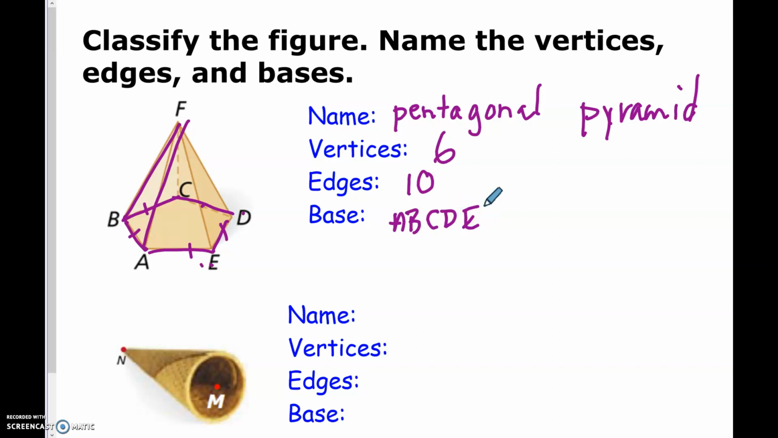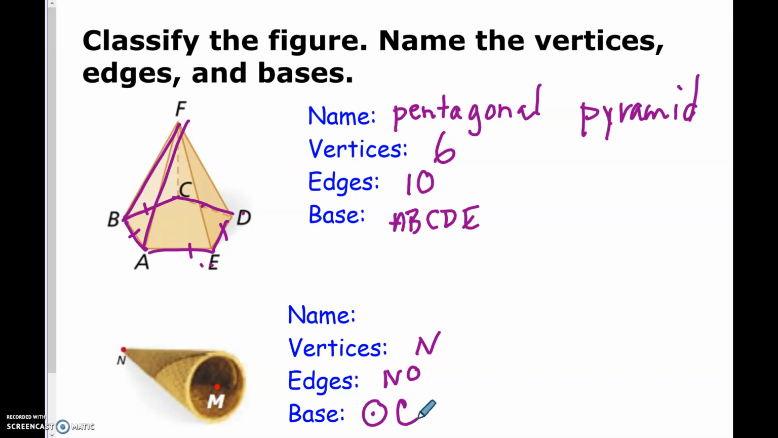All right, and the second one is a cone with circle center at M. So this is a cone M. We only have one vertex, and it is point N. There are no edges, and the base is a circle with center at C.